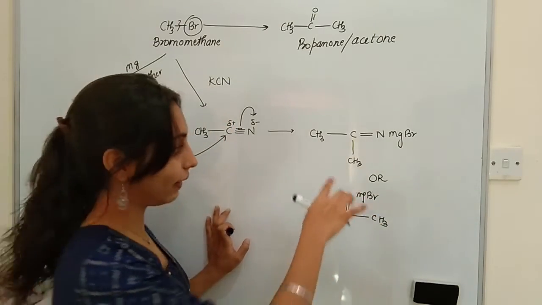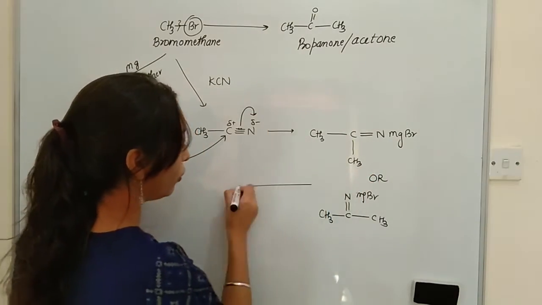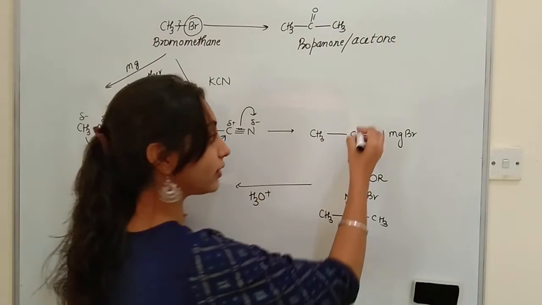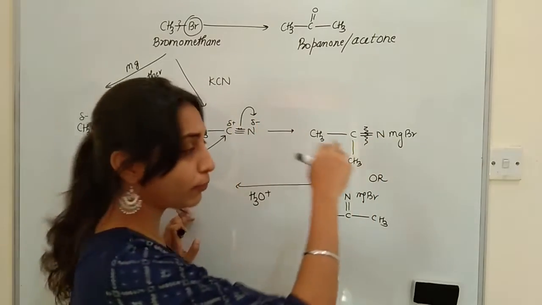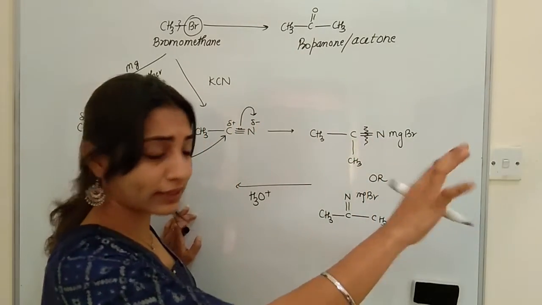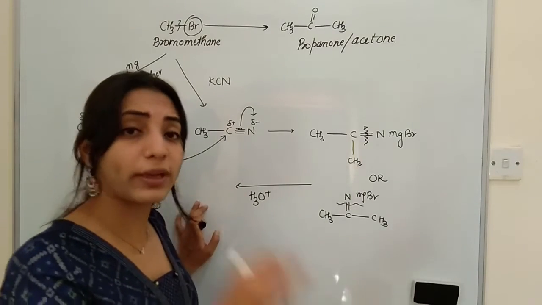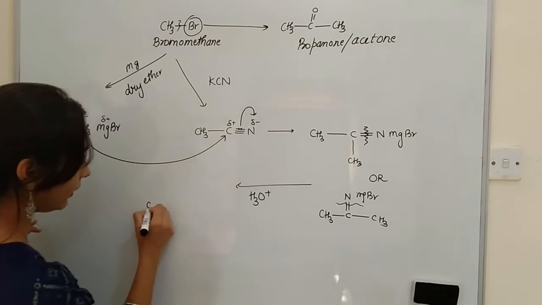wherever you see this thing, you just have to do acidic hydrolysis. When you do acidic hydrolysis, this double bond breaks up. So C double bond N breaks up, here also C double bond N breaks up, and it will simply lead to the formation of C double bond O. See?